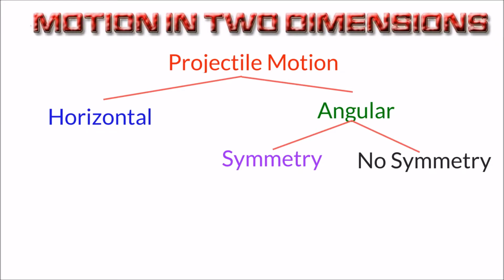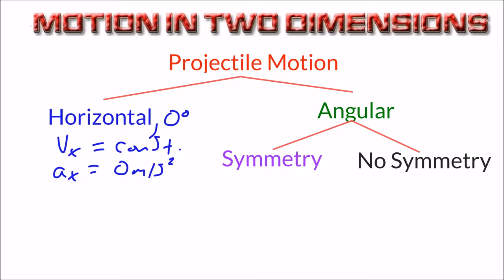All right. Let's talk about two-dimensional motion, or we can call it projectile motion. And this kind of breaks down into some different categories. We have horizontal projectile motion and we have angular projectile motion. Horizontal projectile motion, of course, is going to be at 0 degrees the whole time. Some things that we know about the object when it's got horizontal projectile motion: the velocity is going to be constant in the x-axis, and the acceleration is going to be 0 in the x-axis. We know both of those things for sure.